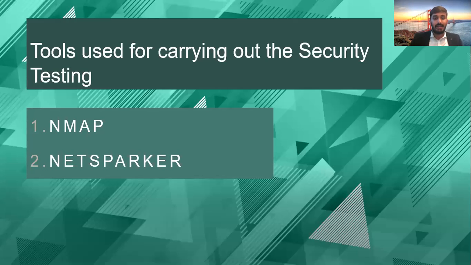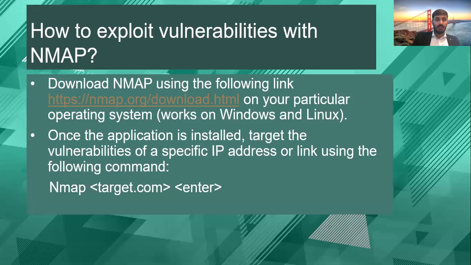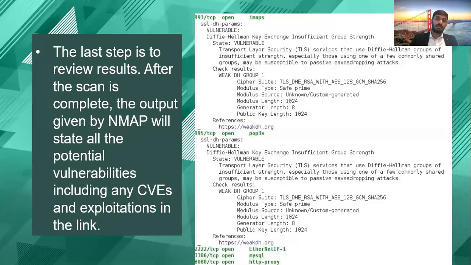So the tools I have used for my testing are, first, Nmap and, second, Netsparker. I'm going to tell you about the vulnerabilities and how we can exploit them in Nmap. First, we download Nmap from the following link. Once we install it, we target the vulnerabilities of a specific IP address and press enter. The last step is to review the result.